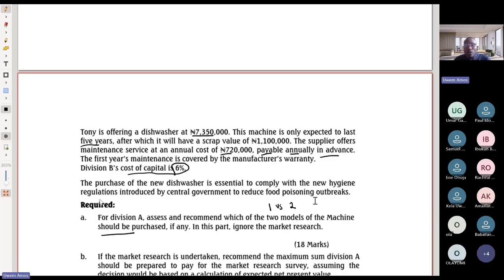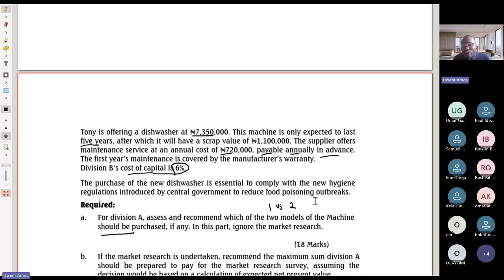After which, it will have a scrap value of 1.1 million. So the cost is 7,350. It will be for 5 years, and then it will have a scrap value of 1.1. Now, what of the maintenance? The maintenance is at an annual cost of 750, payable annually in advance. The first year's maintenance is covered by the manufacturer's warranty. So out of 5 years, first year is covered by manufacturer's warranty. So we have 4 years left.